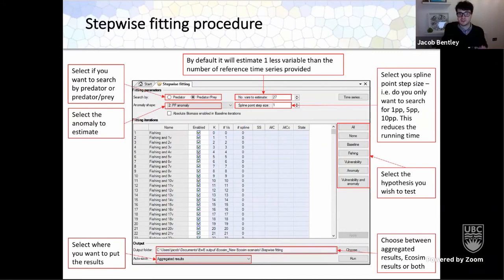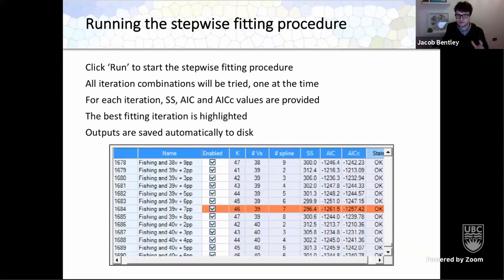So yeah, this shows you what the program looks like after you've run it. You can see it's gone through every single iteration. K is the number of parameters that have been estimated. Vs is the number of vulnerabilities that have been estimated, and spline points, if there's a primary production anomaly. And then you've got the statistical information, so the sum of squares and your AIC. And it's highlighted the best fit model there. So it says that the model is best fit with 39 vulnerabilities estimated, and the spline point on production, which has got 7 points. So it's quite a wiggly spline point, quite a wiggly trend on phytoplankton. And then you can see it's got the lowest AIC out of that list, and relatively low sum of squares.